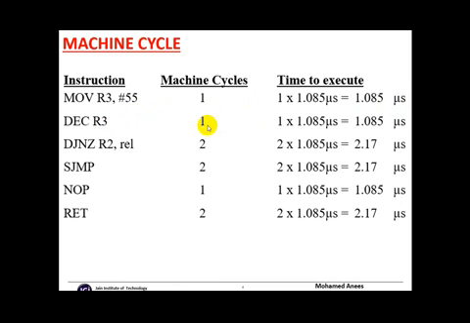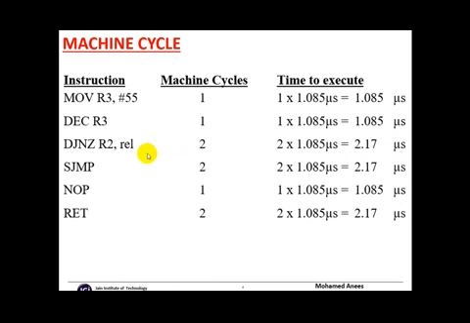Then DEC R3. This also takes 1 machine cycle. So the time taken is 1.085 microsecond. DJNZ R2, relative address. This takes 2 machine cycles. So the time taken will be 2 into the value of one count, that is 1.085 microsecond. So that is equal to 2.17 microsecond.